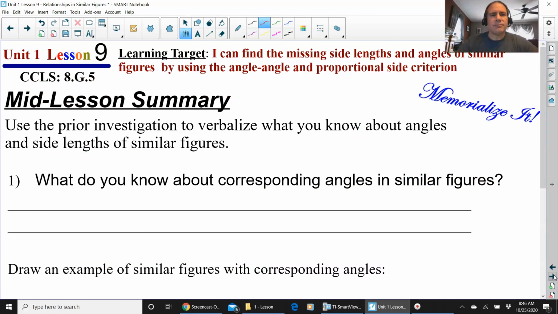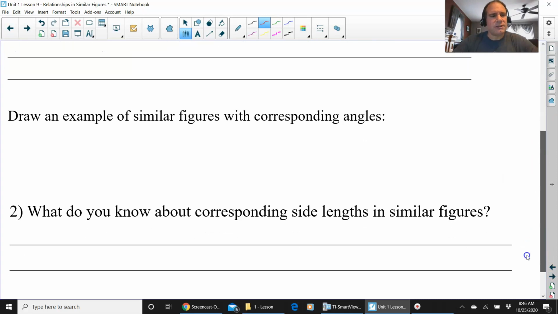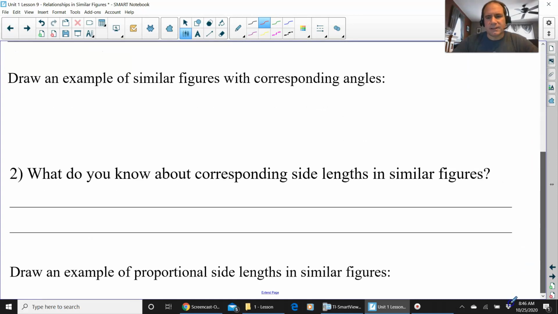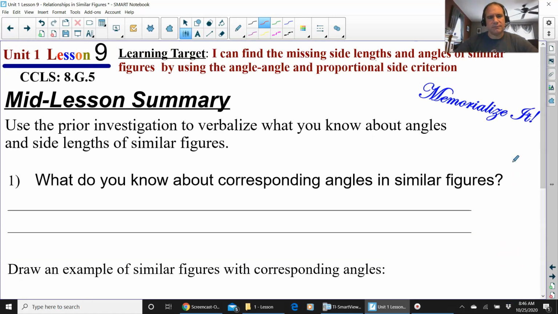Please go ahead, press pause, write down what you know about corresponding angles and similar figures, and draw an example of similar figures with corresponding angles. What do you know about corresponding side lengths? Draw an example of proportional side lengths in similar figures. Go ahead, press pause, we'll come back and review.